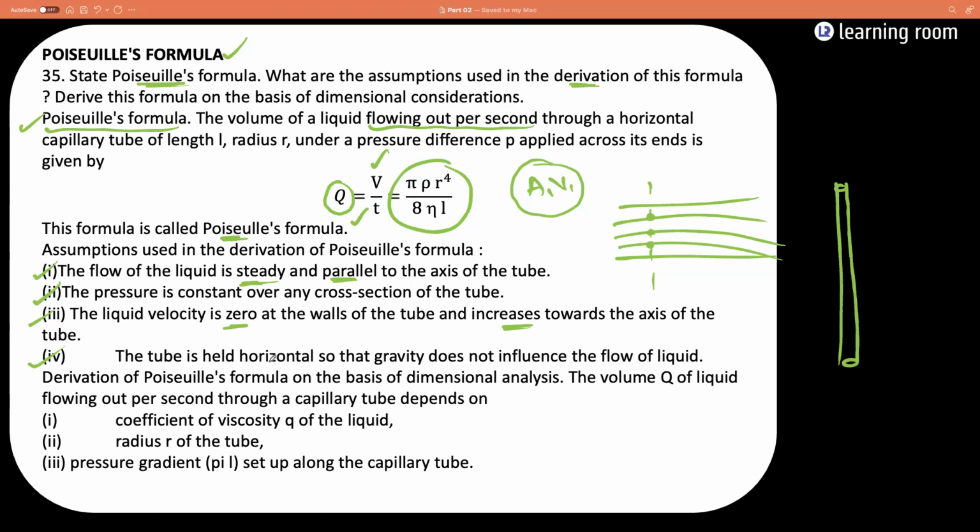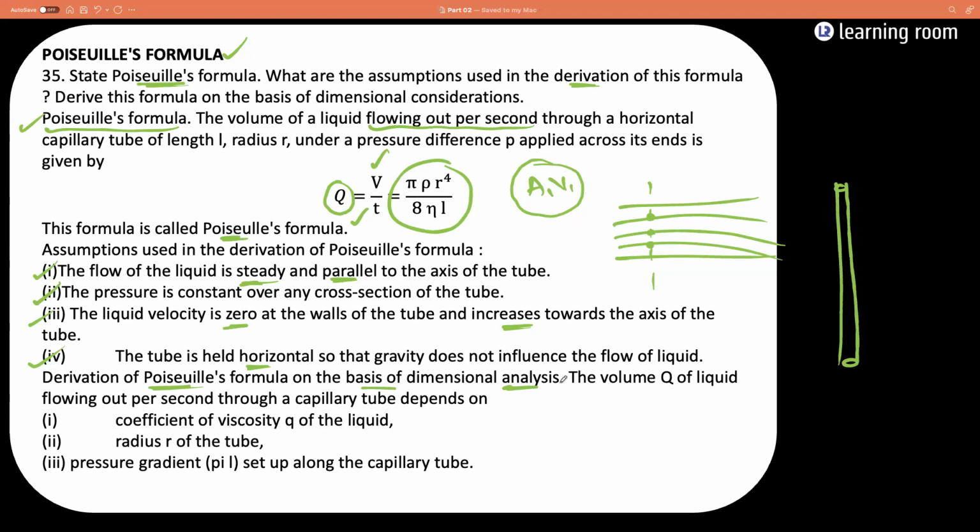Fourth, the tube is held horizontally so that gravity does not have any impact on the motion. So the liquid is purely flowing only because of the pressure difference applied across the ends. Gravity has nothing to do with it in this case. Okay, so having all these points in mind, let's see the derivation of Poiseuille's formula on the basis of dimensional analysis.